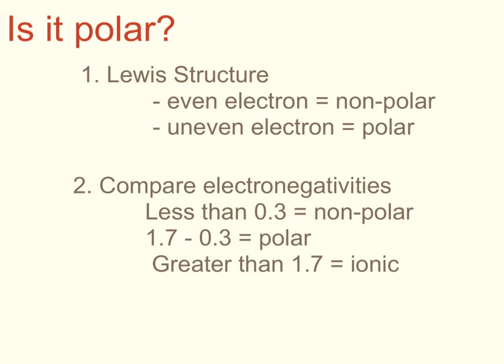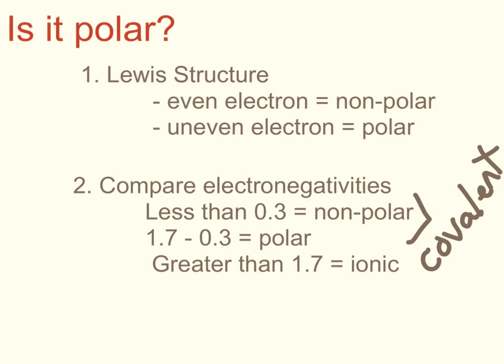If you look up the electronegativity values for the elements that are involved in the bond, and the difference between those two values is less than 0.3, then it is a nonpolar molecule. If the electronegativity difference is between 1.7 and 0.3, then it is a polar bond. And if the difference is greater than 1.7, it is an ionic bond, and that's listed here. What you do want to remember is that if we're dealing with nonpolar or polar, both of these are covalent bonds.